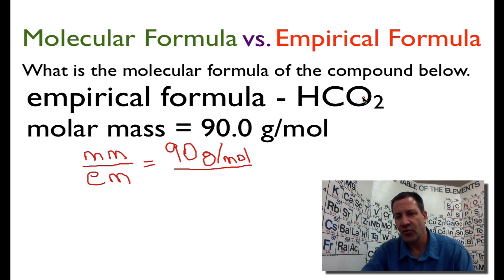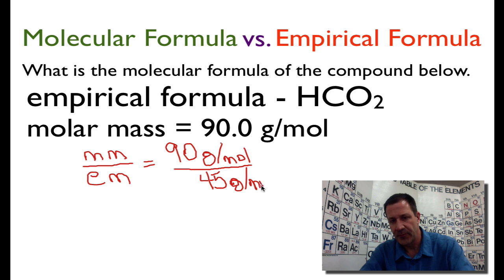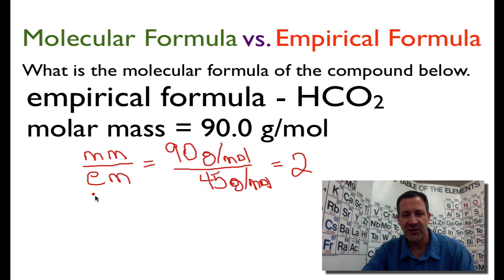Okay, so we have two oxygens, 16 plus 16 is 32, plus 12 is 44, and then plus one hydrogen is 45. So we know that the mass of the empirical formula is 45 grams per mole. Okay, and then I'm going to divide those out, and obviously I'm going to get 2. Now what does that 2 tell us? That 2 tells us that in our molecular formula, there are 2 empirical formula units.